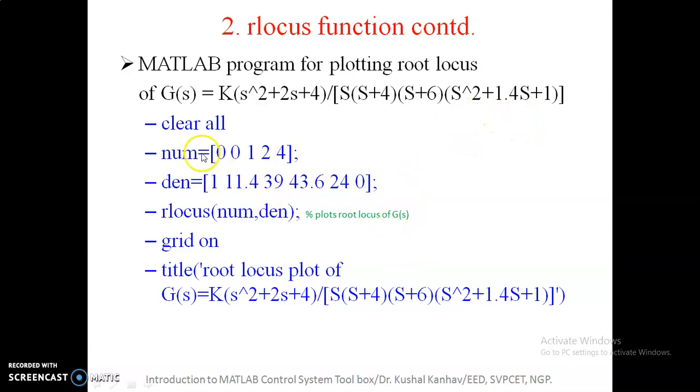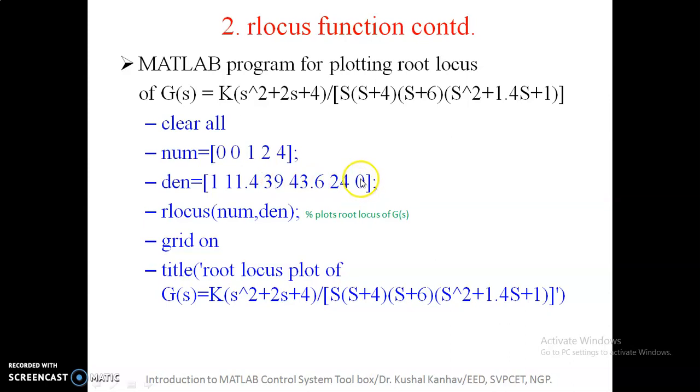So we have already seen what is clear all, how it operates or how it changes the program. Then we have also seen numerator, NUM and denominator. Now in this case, the highest power of the denominator polynomial, you can see the coefficient for the s is 1. Then if you solve this particular polynomial equation, then the next power of s has the coefficient as 11.4, then 39, then 43.6, then 24 and then 0.